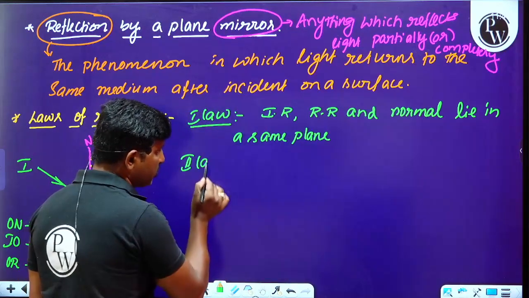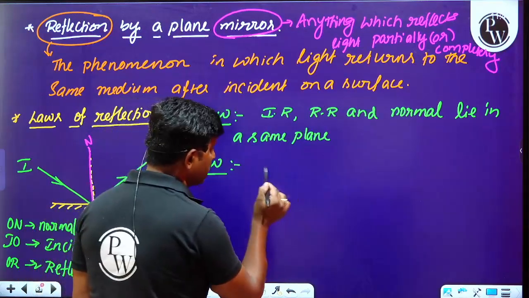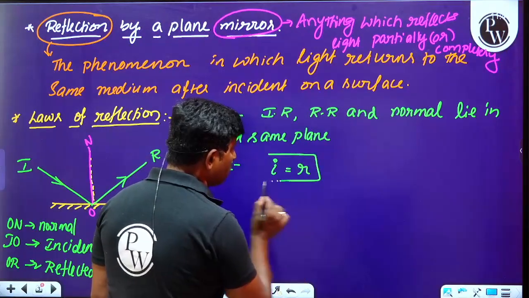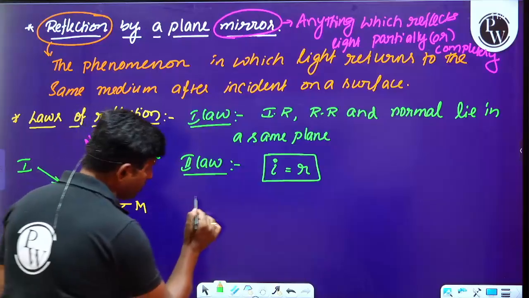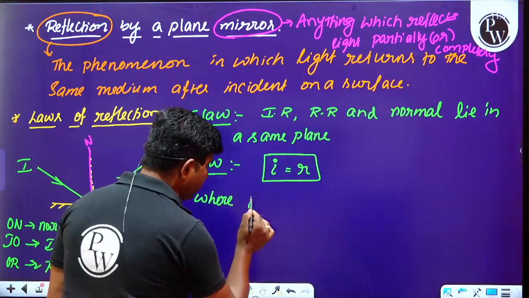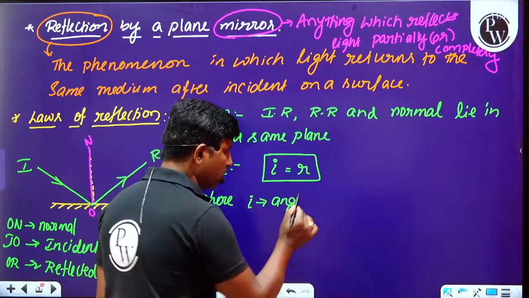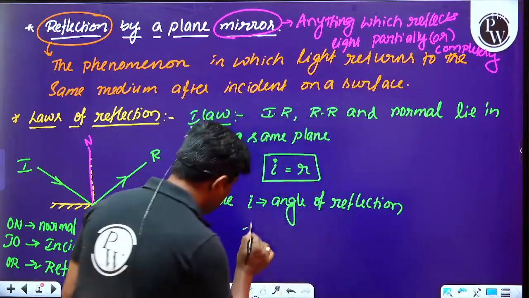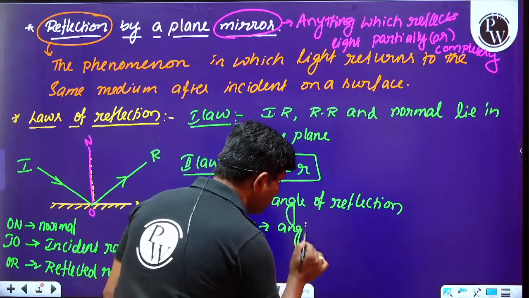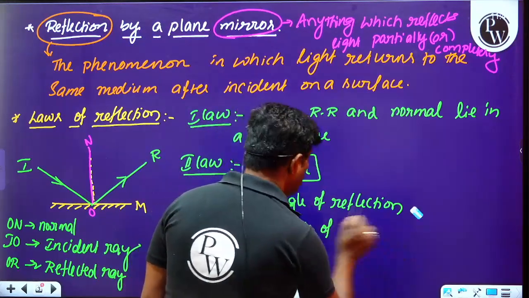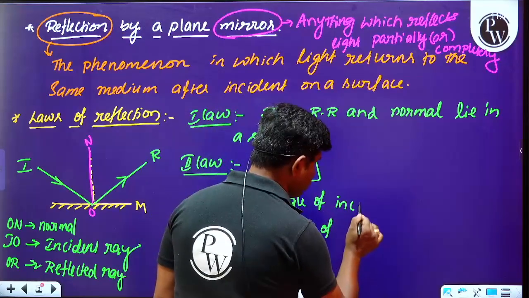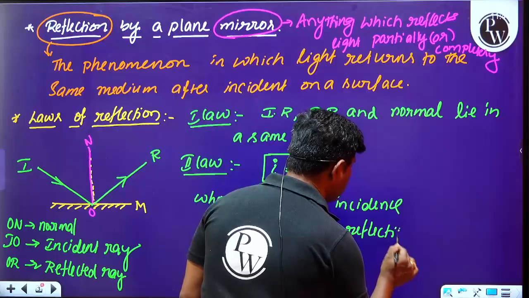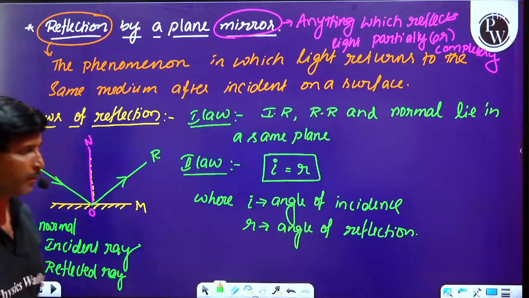Whenever we go with the second law, it states that the angle of incidence is equal to the angle of reflection. I is called the angle of incidence, and r is called the angle of reflection. Okay, I hope you're understanding.